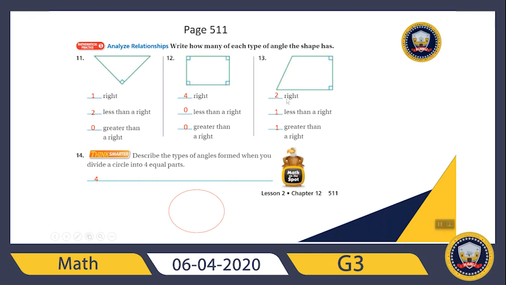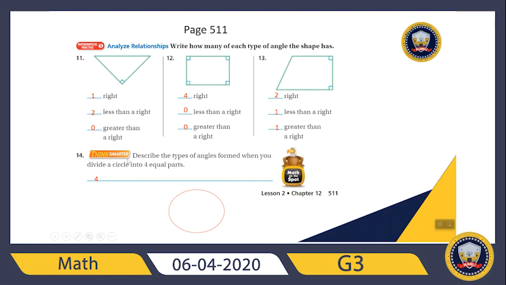Picture 13 shows 2 right angles. Yes? And how about this? This is 1 less than a right angle, and this is showing greater than a right.